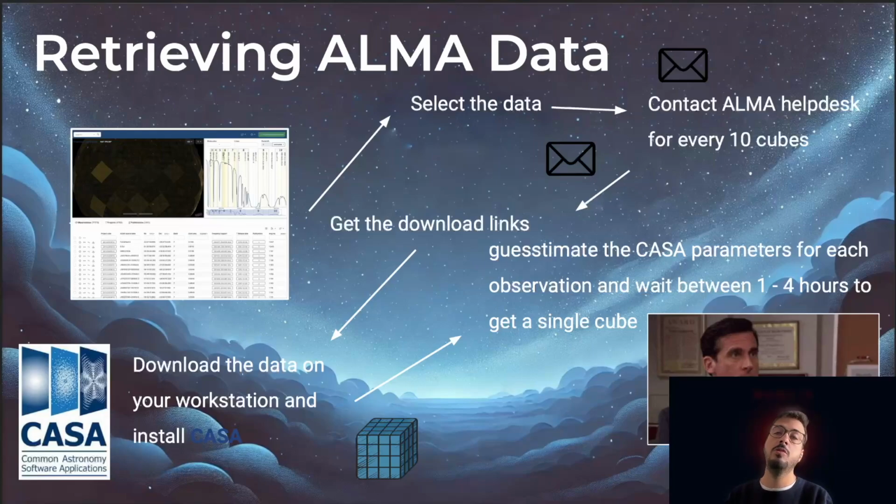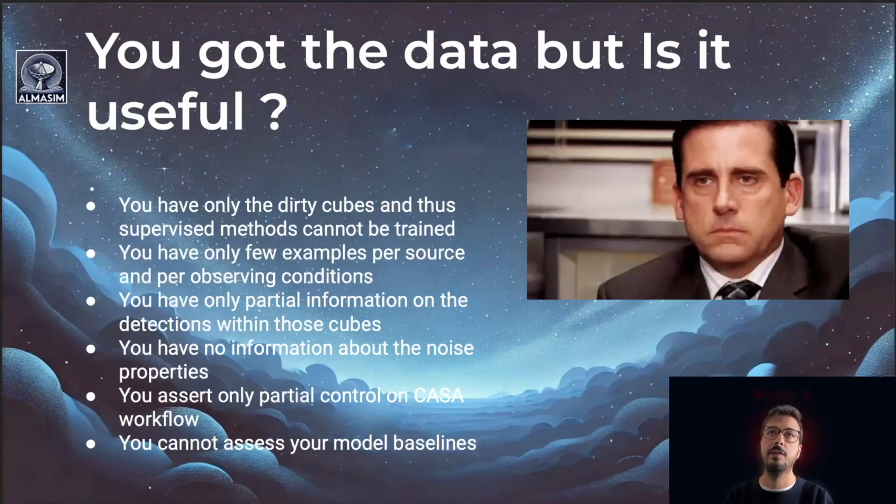Once you get the links, you need to use CASA, which is a tool developed by NRAO and ESO, in order to transform these calibrated visibilities into the actual dirty cubes. Depending on your knowledge of radio interferometry and your hardware, this process takes around 1 to 4 hours for a single cube, which of course is a long time, and it means that you cannot gather together the large amount of data that is needed to train deep learning models.